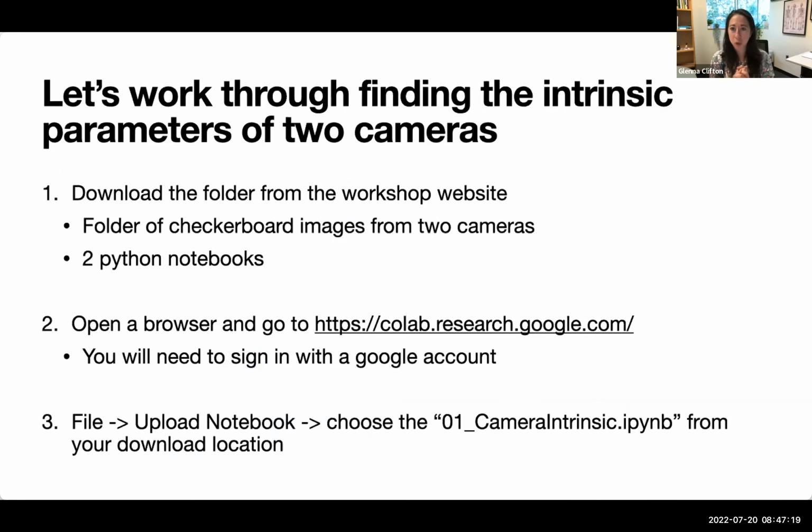Okay, so let's actually work through the example. If you go to the Google Drive link, you can download three things. There's two Python notebooks, the camera intrinsics and camera extrinsics, and then there's a folder of checkerboard photos that I've taken with my camera system, and you should download all three of them, and then go to a browser and open colab.research.google.com. You will need to sign in with your Google account and then upload the first camera intrinsics Python notebook.